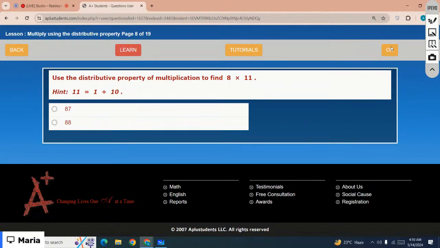Use the distributive property of multiplication to find 8 times 11. So which is the correct option? The correct option is 88. 11 times 8 is 88. Okay, you can complete the lesson by yourself later today. Let me just move on to the next lesson.